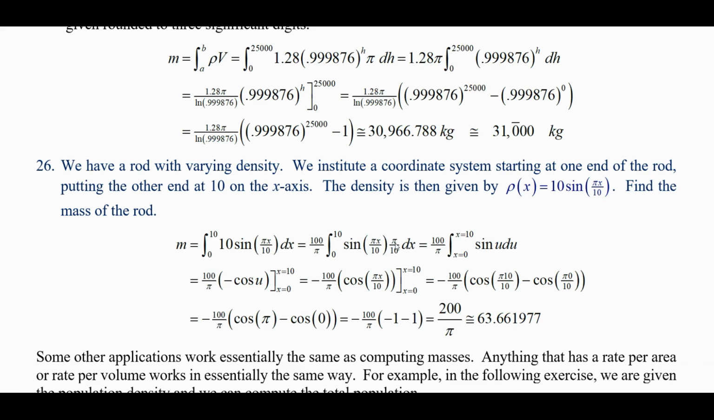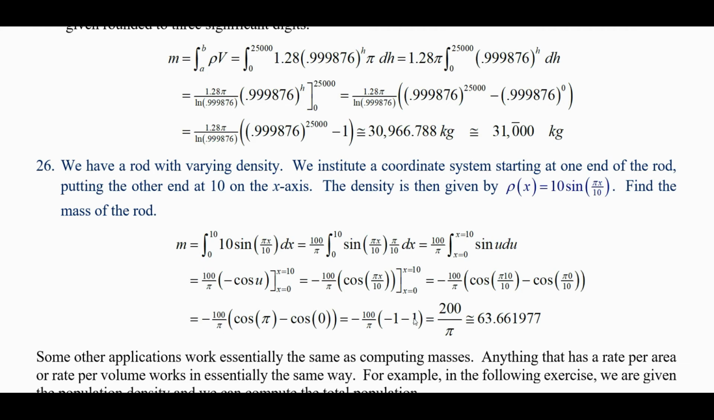So if we put pi over 10 here, this is sine of u du. We balance by putting 10 over pi, with that 10 makes 100 over pi out front. So it's sine u du. Antiderivative would be minus cosine of u. So we got a minus 100 over pi cosine, evaluated from 0 to 10. 10 over 10 is 1. Cosine of pi is there. This is cosine of 0.